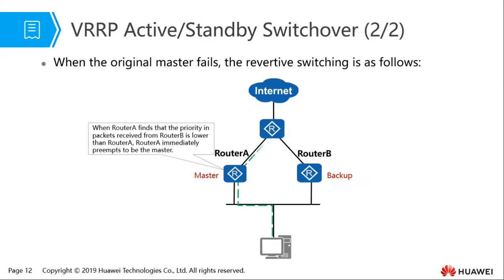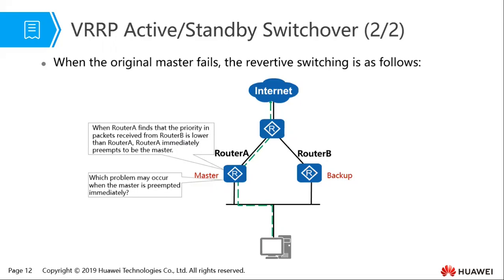So when router A finds the priority in packets received from router B is lower than router A, then router A immediately preempts to be the master. So actually the election in VRRP is preemptive. So when this guy comes back up, then that happens.